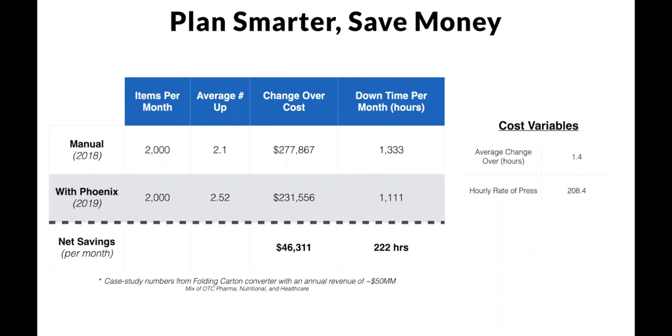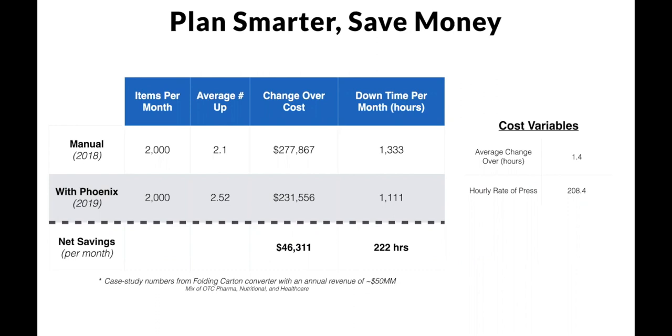So if we know the average number of items that they're running a month, and we know the average number of items up on a press sheet per month, that gives us the amount of changeovers per month that we have incurred. And you can see the cost variables to the right. We took their average changeover, which was about 1.4 hours, and the hourly rate of their press was about $208 an hour. That gives us our total changeover cost. So in 2018, the total changeover cost was about $277,000.